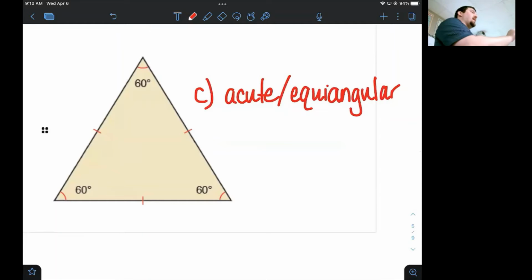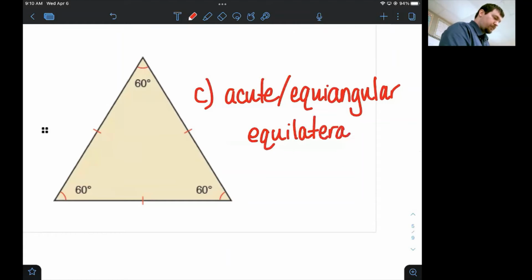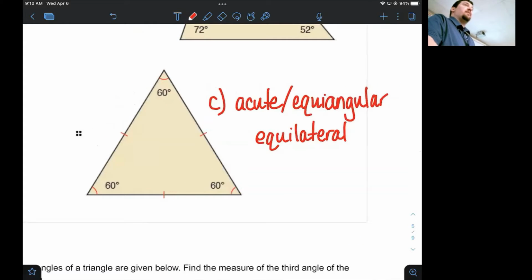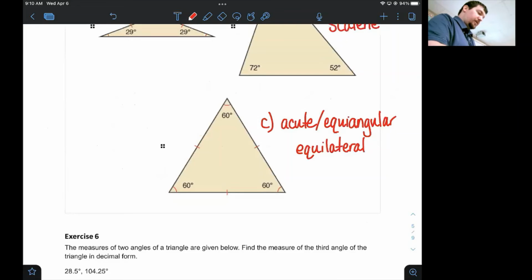You still need a side classification. What do we call a triangle with 3 equal angles and therefore 3 equal sides? Hannah? Equilateral. So you got to give me one of the either acute or equiangular, and then you have to give me equilateral for its side classification. You could just remember that every equilateral triangle is also going to be equiangular, and you could just put the 2 equals down, equilateral and equiangular.